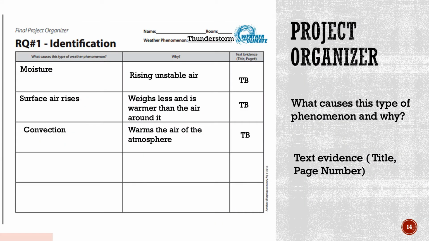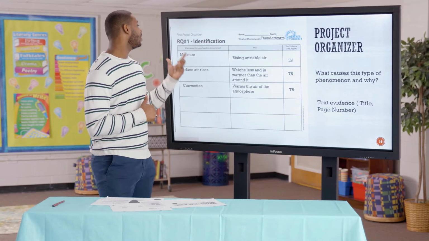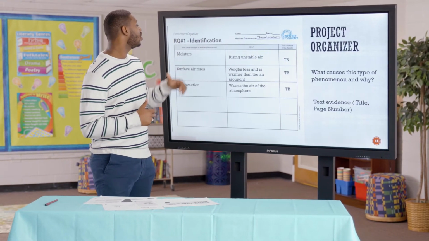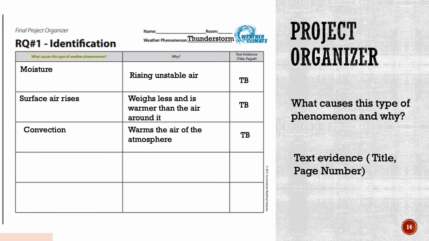So in order to answer this question, what causes this type of phenomenon, we have to first put in what is the phenomenon. The phenomenon is, of course, thunderstorms. That is the title of our text, Thunderstorm Basics. It's all about thunderstorms. So in order to answer the question now, let's put it in the sentence. What causes this type of weather phenomenon? What causes this type of thunderstorm?